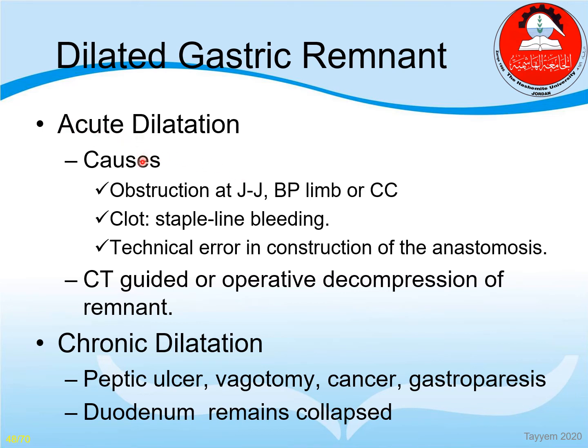For the acute dilatation, the causes could be obstruction at the jejunal anastomosis, biliopancreatic limb, or the common channel, or a clot at the staple line, or technical error. CT or operative decompression is the treatment of choice. Chronic dilatation could be due to peptic ulcer, vagotomy, cancer, or gastroparesis, and the duodenum remains undilated.